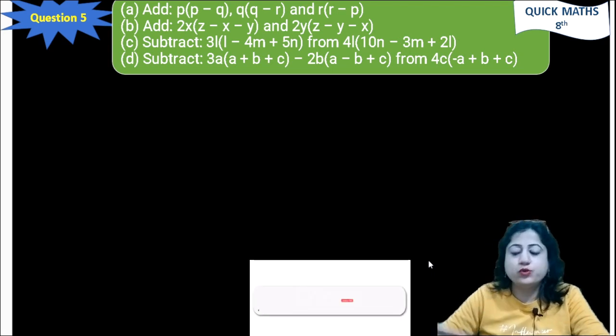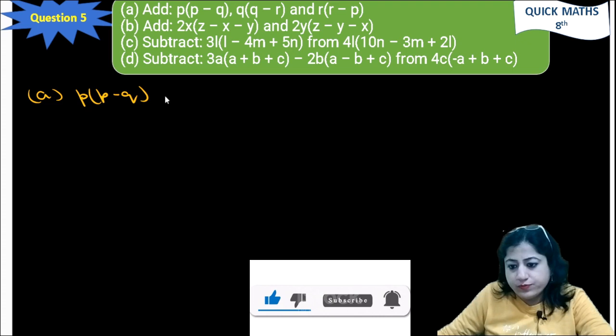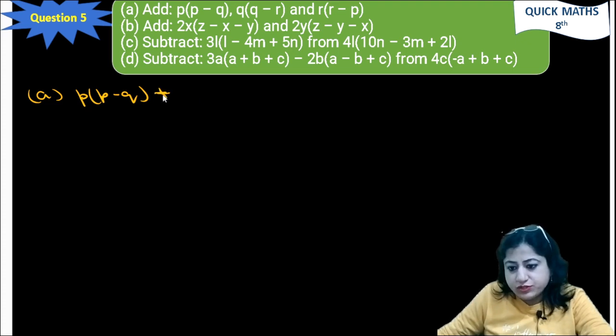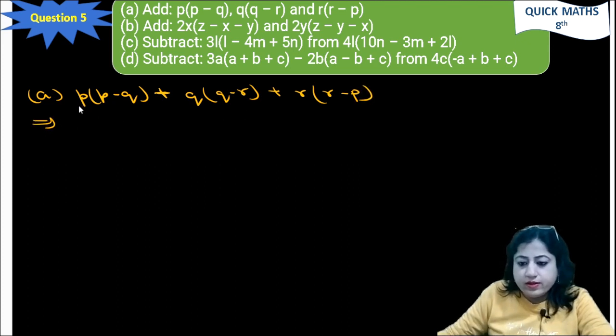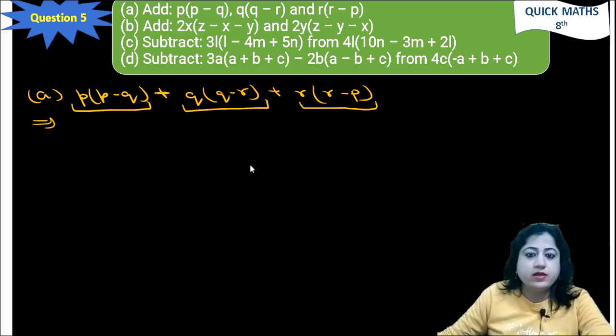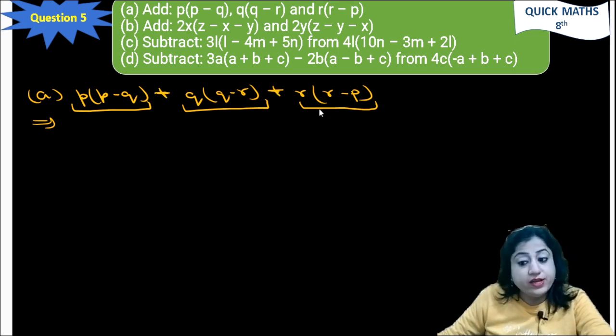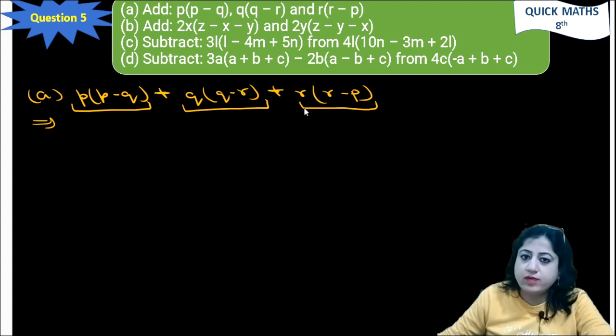Exercise 9.3, question number 5. First part: add p minus q. We have to do addition, so I will put a plus sign: q minus r plus r minus p. Now there are three terms in the expression. Plus and minus signs denote how many terms it has. If we separate the terms, we have three terms. We will solve all three terms one by one.